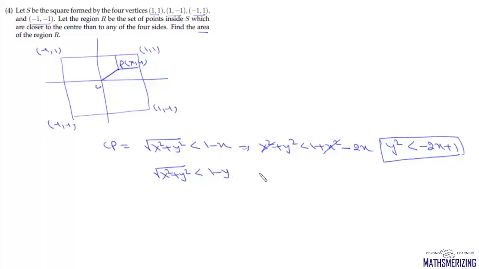And here if we'll solve it, we'll get x square plus y square is less than 1 plus y square minus 2y. Again here y square will cancel. We'll get this condition as x square is less than minus 2y plus 1. So this is a parabola opening left, and this is a parabola opening right. So in the first quadrant, we need to find the region which is common to both the inequalities.